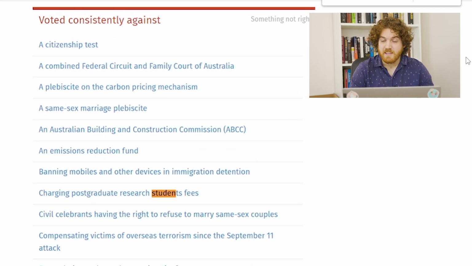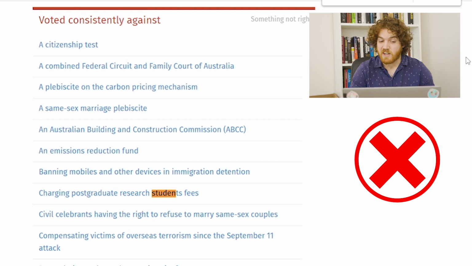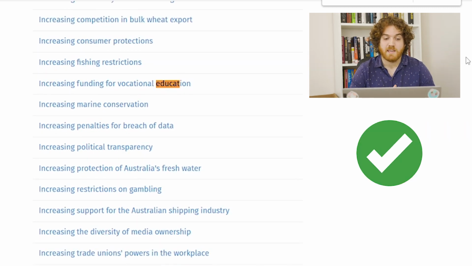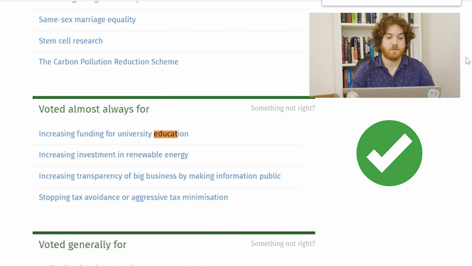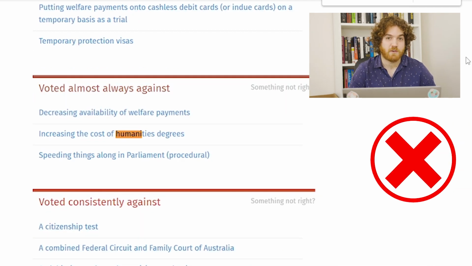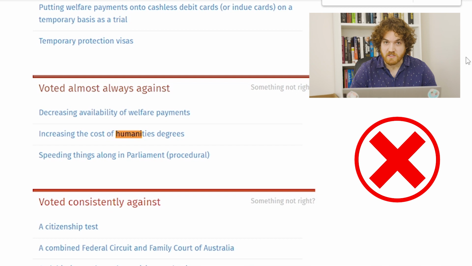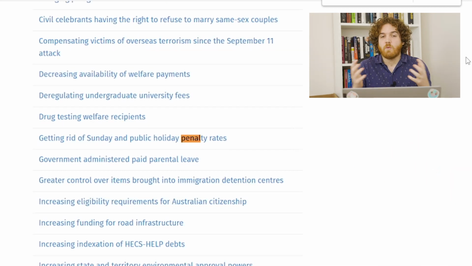Whereas Anthony Albanese has voted consistently against charging postgraduate research students fees, he has voted consistently for increasing funding for vocational education, and voted almost always for increasing funding for university education, whereas he has voted against increasing the cost of humanities degrees. Workers and jobs.